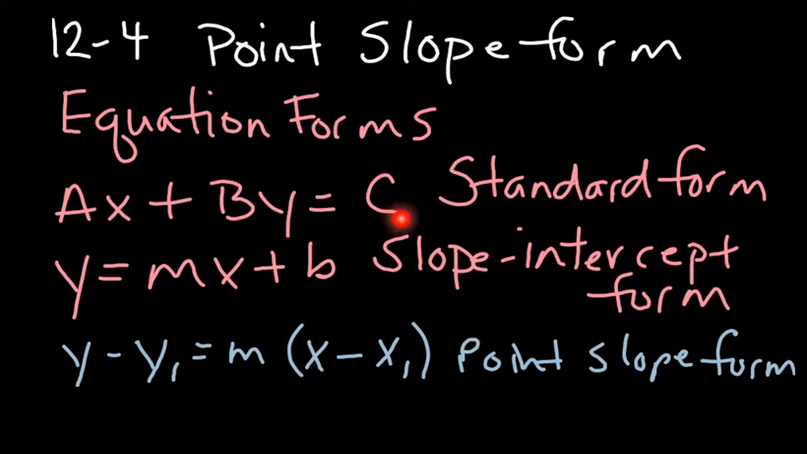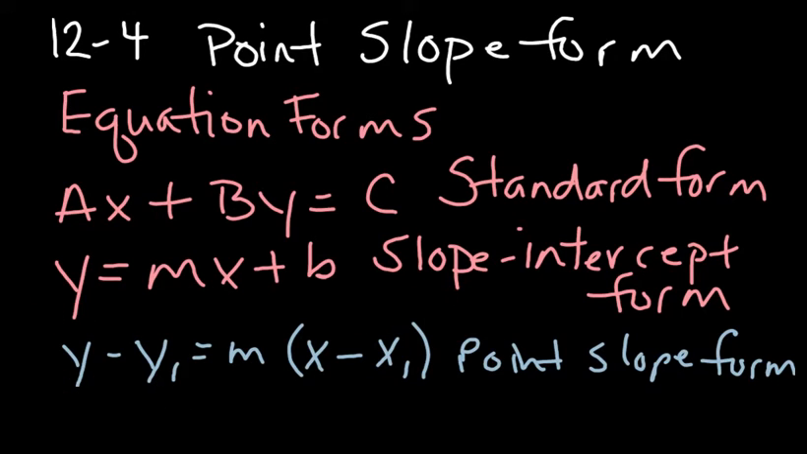That's standard form. Then we've done a lot with slope-intercept form. Slope-intercept form looks like this: y equals mx plus b. So those are equations that look like y equals negative 2x plus 4, or y equals negative 5x plus 6, or y equals 3 over 2x plus 7. Remember those?